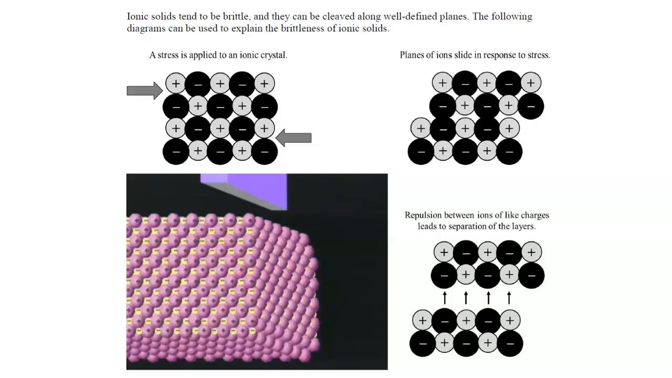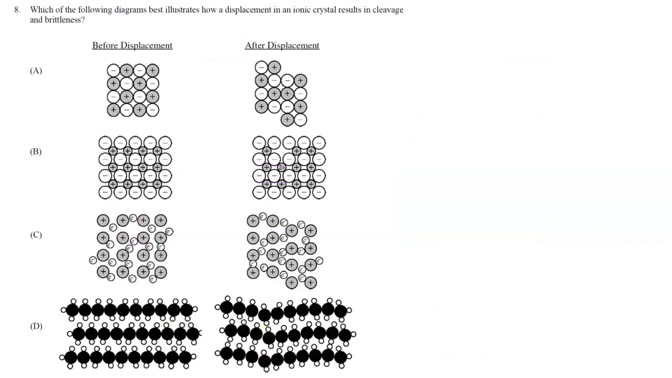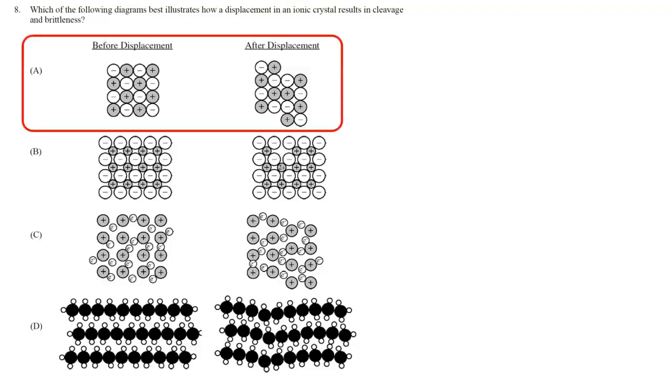So the reason why an ionic solid is a brittle solid is because when you apply a stress to the ionic crystal, the planes of the ions slide in response to the stress, and then repulsion between ions of like charges leads to separation of layers, and the ionic solid can be cleaved along well-defined planes. So in question 8, the diagram that best shows what happens to an ionic solid before displacement and after displacement would be choice A.